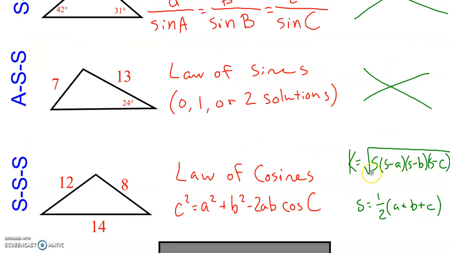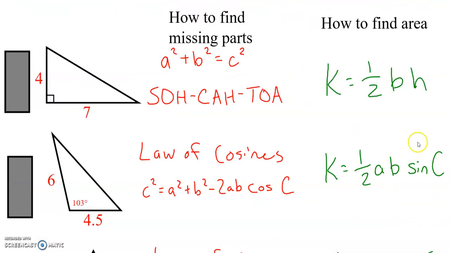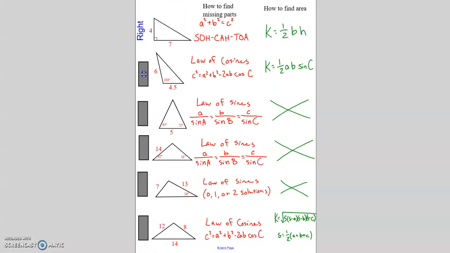And you can see here, there's the formula for area, and there's the definition of the semi-perimeter. So here is all that stuff all together. Make sure you memorize these formulas, memorize the law of sines and the law of cosines, memorize these two new area formulas. And that's kind of a big summary of everything that we covered so far in Chapter 6.